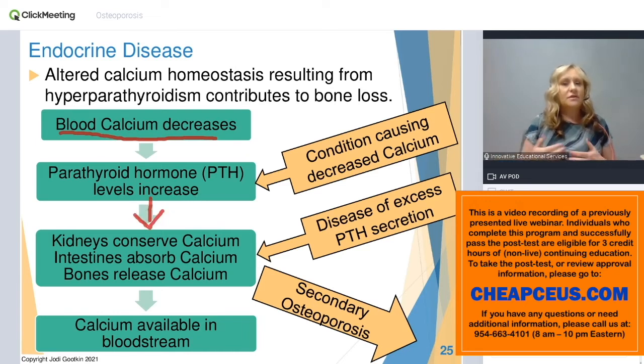Release of that parathyroid hormone is going to trigger the kidneys to hold on to their calcium. It's going to tell the intestines to pull in more calcium. And then it's also going to go to the bone and pull out the calcium from the bone so that we have this present in the circulatory system and the bloodstream to be present for those other vital functions. Once that homeostasis of calcium is restored, the body should naturally shut down this process.